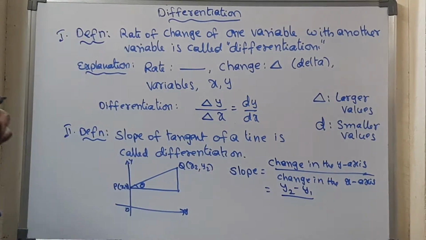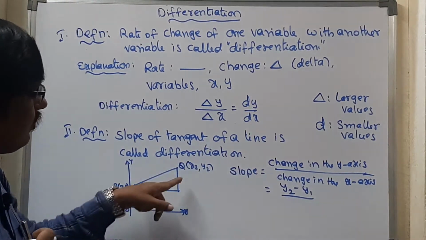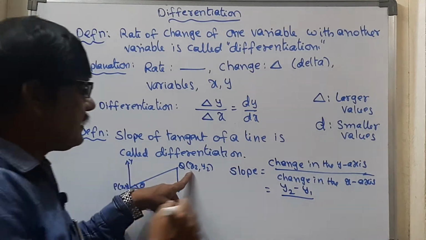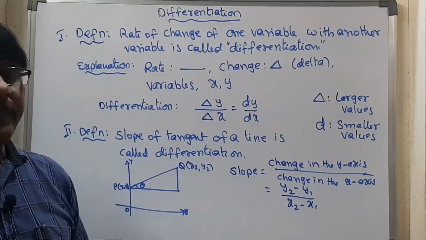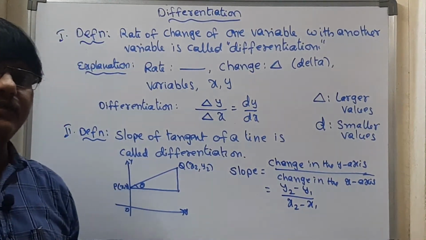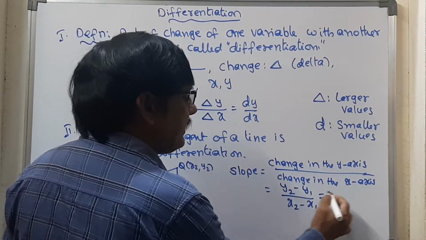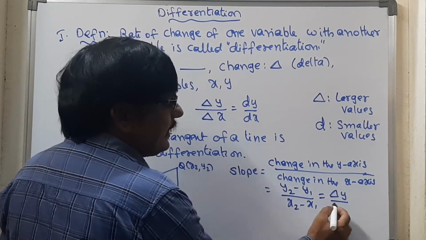Then what else can we take? The change in the x axis we have to take. Now see, the coordinates of the x axis: the final coordinate is x2 and the initial coordinate is x1. And here again, y2 minus y1 is a change in the y axis, and so we can write this as delta y by delta x.